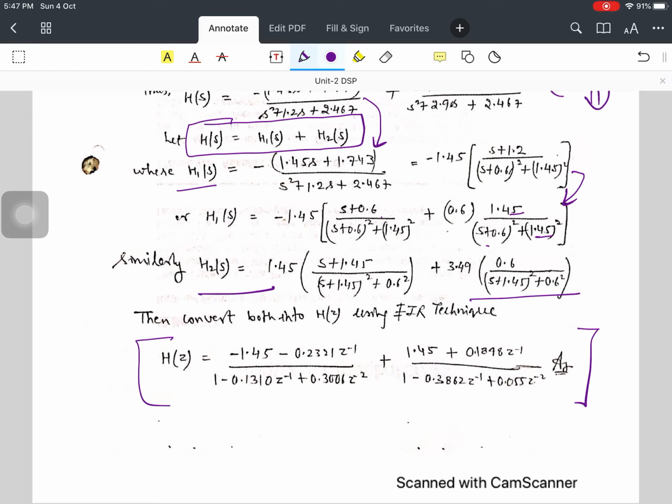If he is asking about the analog filter, then you have to calculate the H(s) value. If he is asking about the digital filter, then you have to calculate H(z). So this is all about the designing of digital Butterworth IIR filters. Okay, so thank you students.